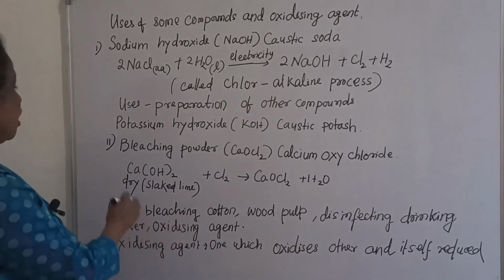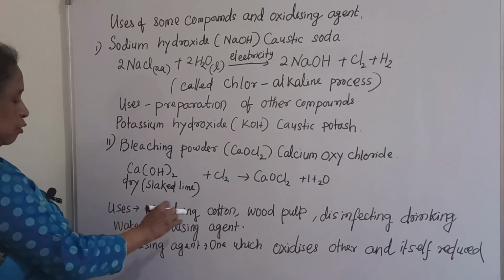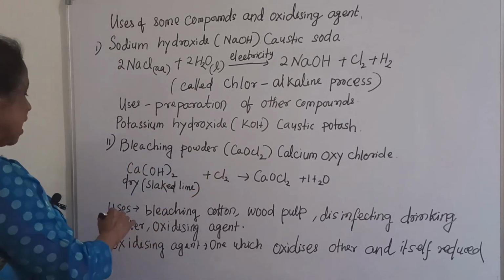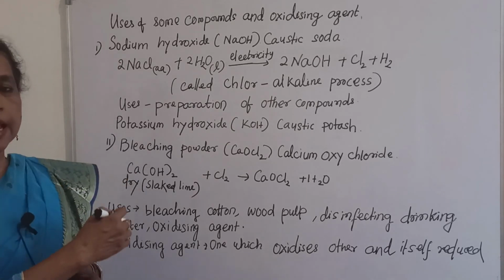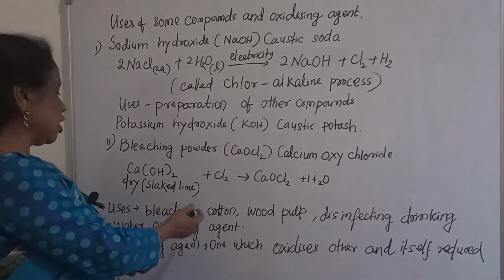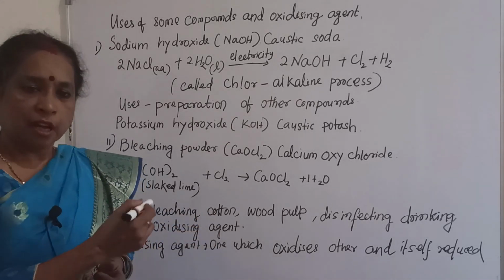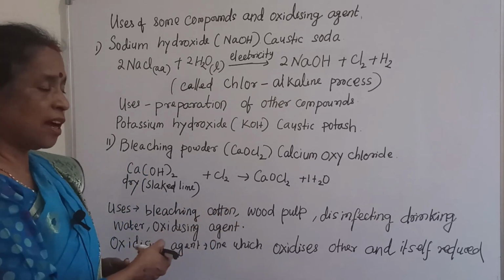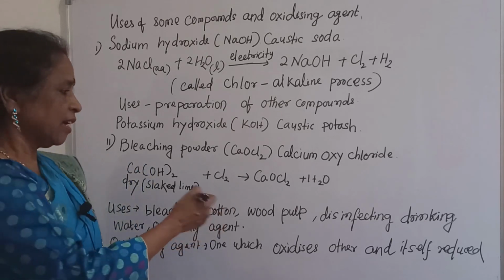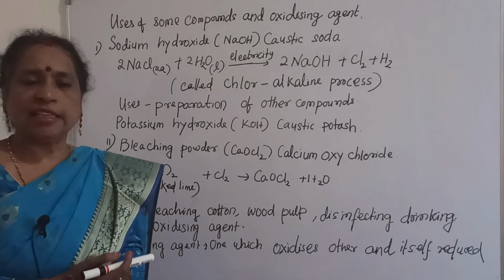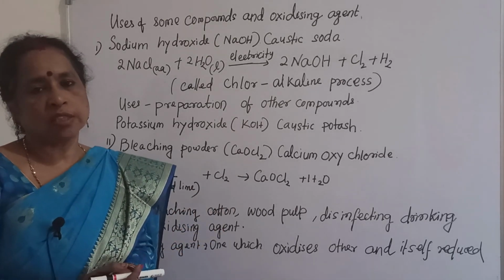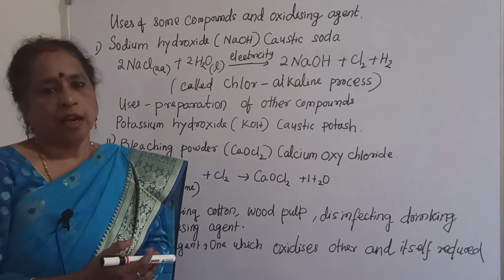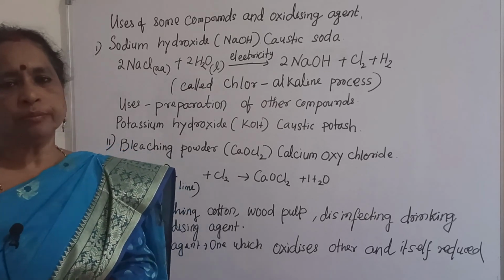So see again, bleaching powder: the formula is CaOCl2, and you take dry slaked lime. For uses, bleaching powder is generally used to bleach cotton and wood pulp, and for disinfecting drinking water, and it is a good oxidizing agent. I hope this chapter is clear to you.